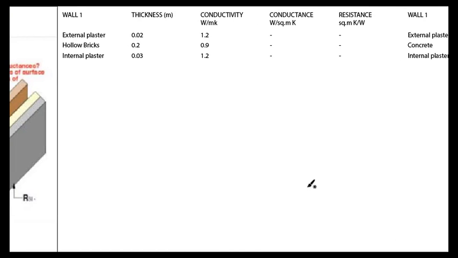Taking an example for instance, here I have three wall materials, that is external plaster, hollow bricks and internal plaster, whose thickness is given in meters, and conductivity is given in watt per meter Kelvin. What we have to find is conductance and resistance. Now there are three materials, external plaster, hollow bricks and internal plaster. For finding the U value, we have to add the R values. So the U value of the total wall will be the U value of external plaster plus the U value of hollow bricks plus the U value of internal plaster.